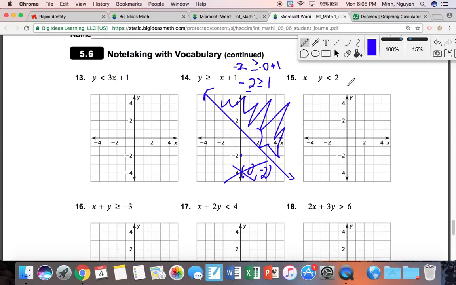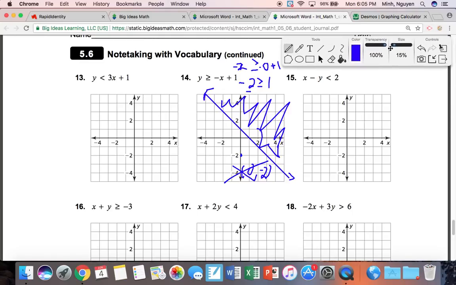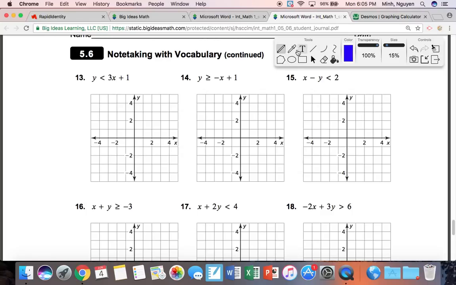Okay. Before you graph the rest of these, though, notice that in 1 and 2, y was by itself. That must be the case for all these. So in this case, I would add, no, I'll subtract x.